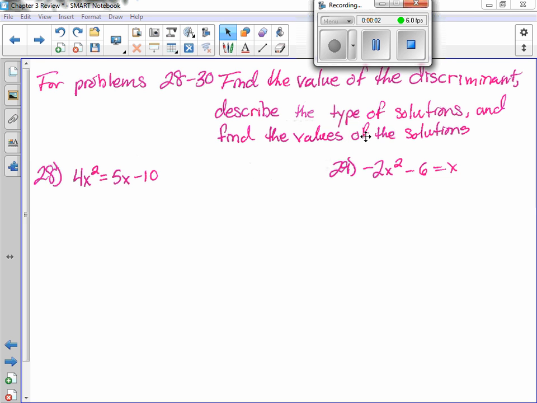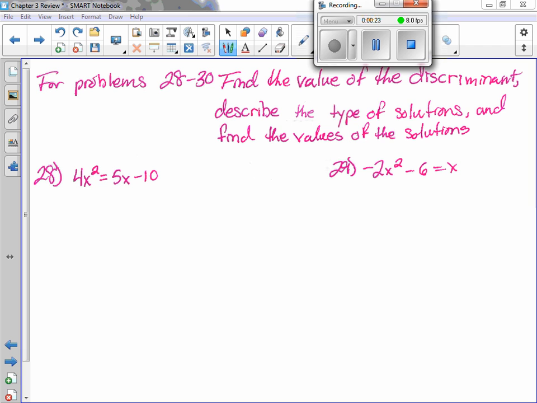All right, guys, what we're going to start off with is the 28 through 30. These here, find the value of the discriminant, describe the type of solutions, and find the value of these solutions. On the test, it's not going to ask you to actually solve them. You just need to describe the type and number of solutions.